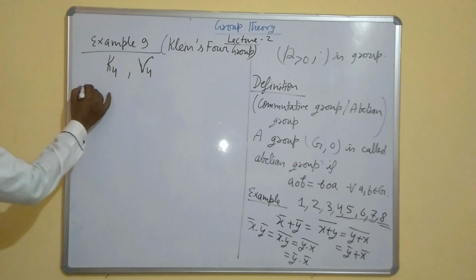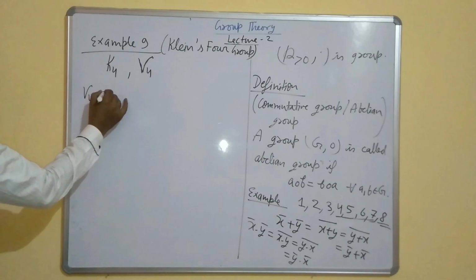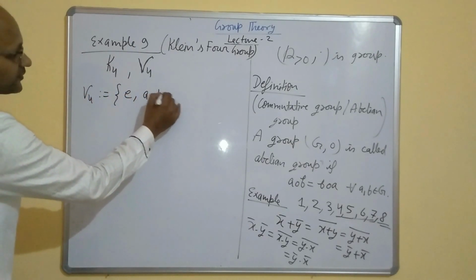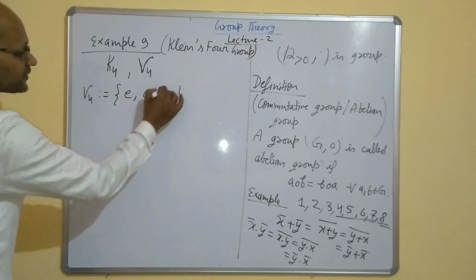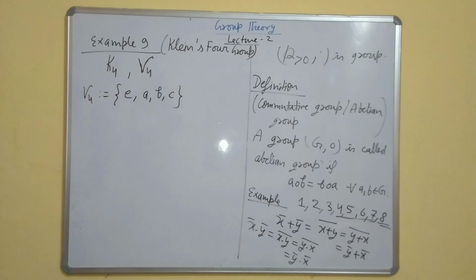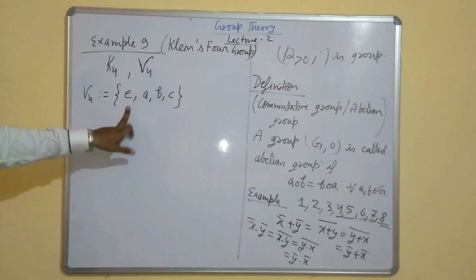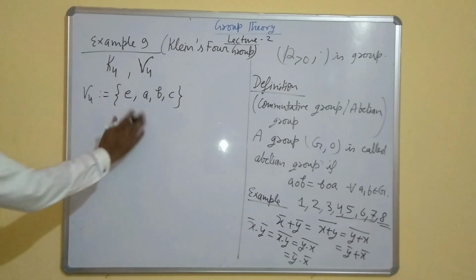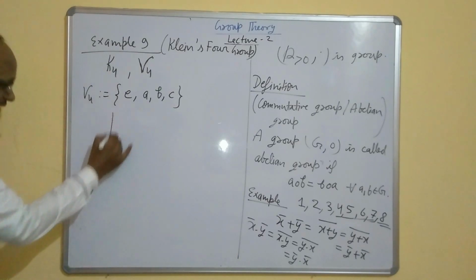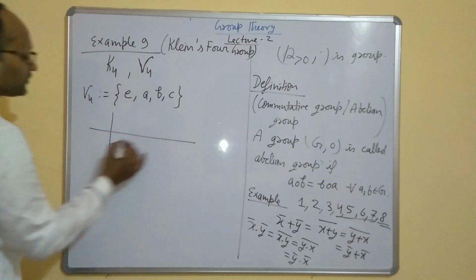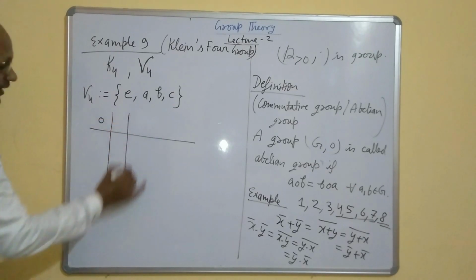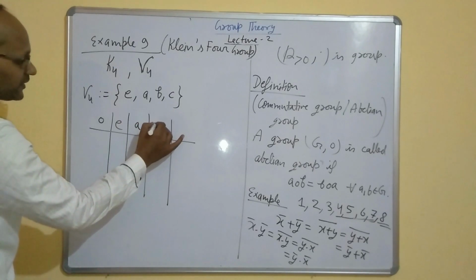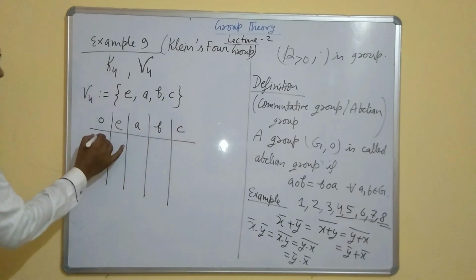So what is this group? V4 is a set actually, and in this set there are 4 elements. This e is an identity element, and there are 3 more elements. And because these are just 4 symbols, we need to define the operation ∘, and that can be defined by writing all the elements in the multiplication table.